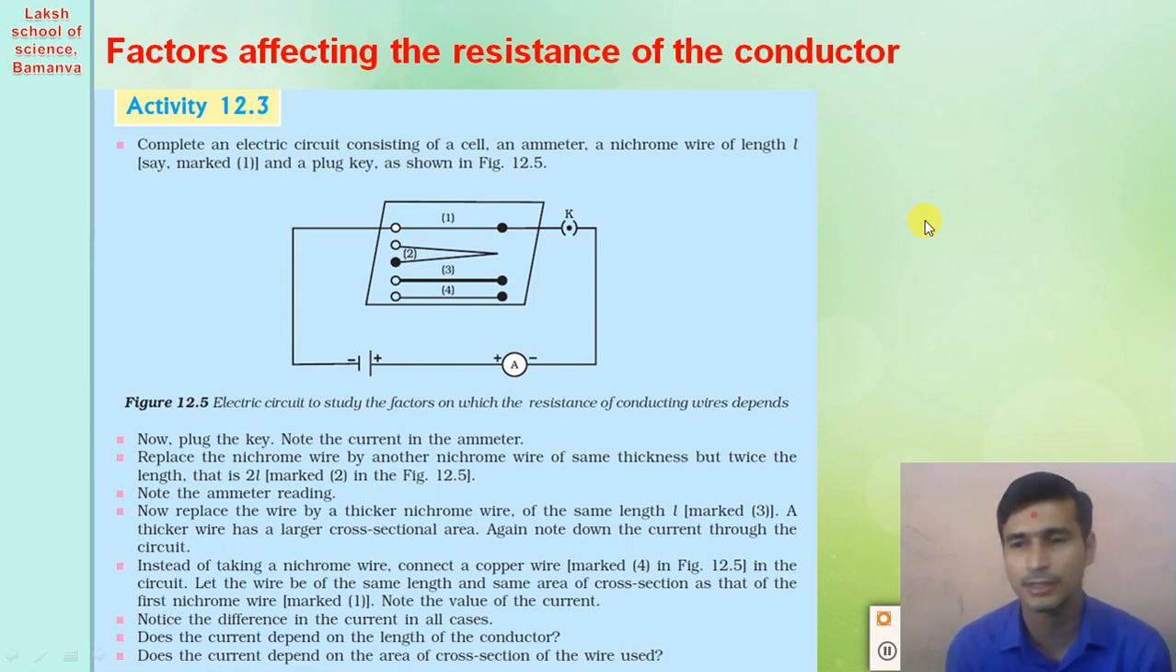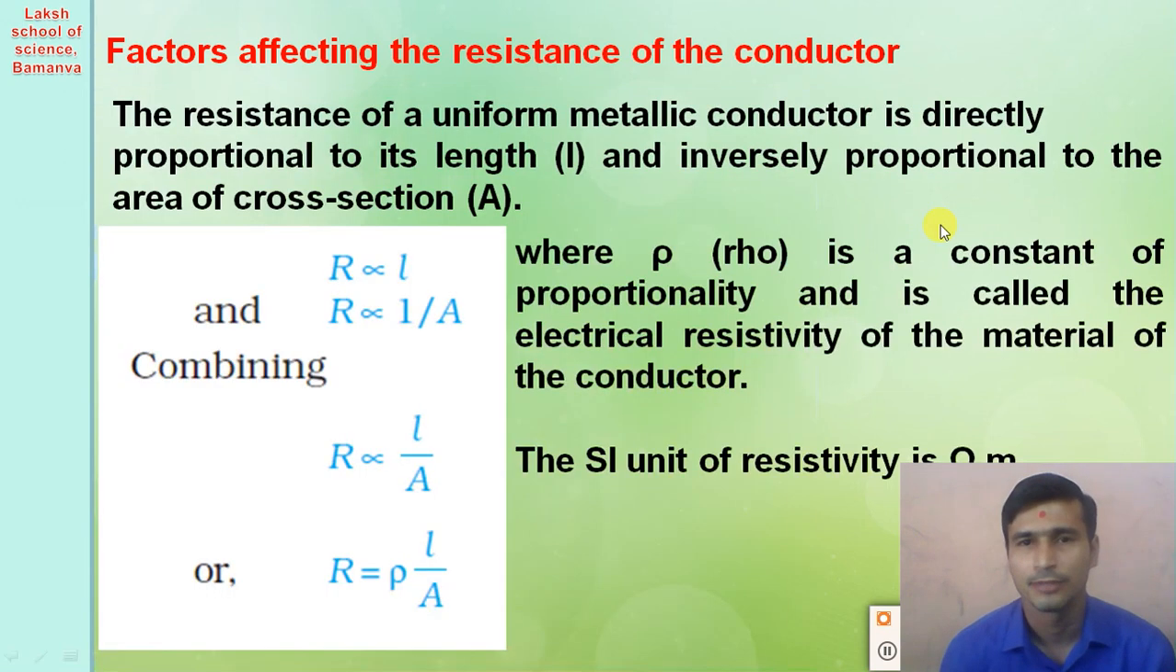And previously we know that as the resistance of the conductor increases, the electric current passing through the conductor decreases, right? And as the resistance of the conductor decreases, the electric current passing through the conductor increases. So from this we can state that the resistance of a uniform metallic conductor is directly proportional to the length of the conductor and inversely proportional to the cross section area of the conductor.